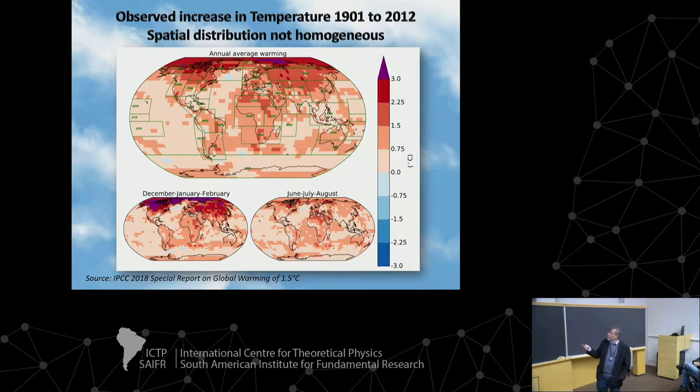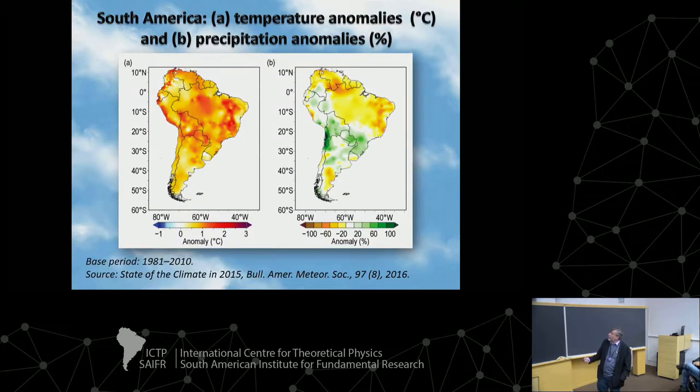There is important seasonal variability that has impact on the functioning of the ecosystems, as we all know. If you look in more detail here, for instance for South America, at temperature anomalies and precipitation anomalies, you see that the San Francisco Basin and the northeast part of Brazil have already heated up by 2.5 degrees. So that's a huge increase in terms of temperature.